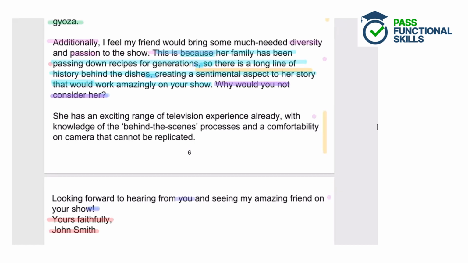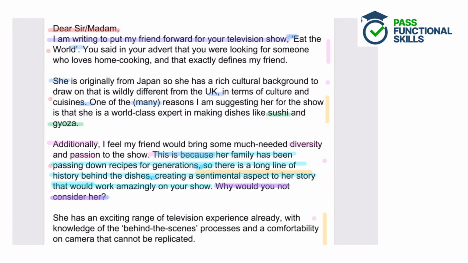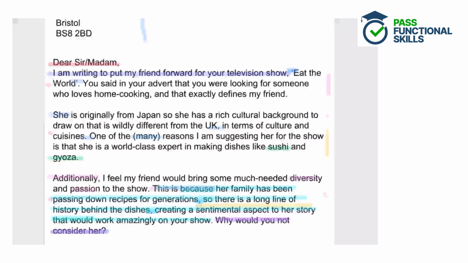So overall, it's a really effective answer, and you should try to replicate this kind of thing in your own exams. Why not have a go at writing your own answer to this question? And you can use this answer here for inspiration.